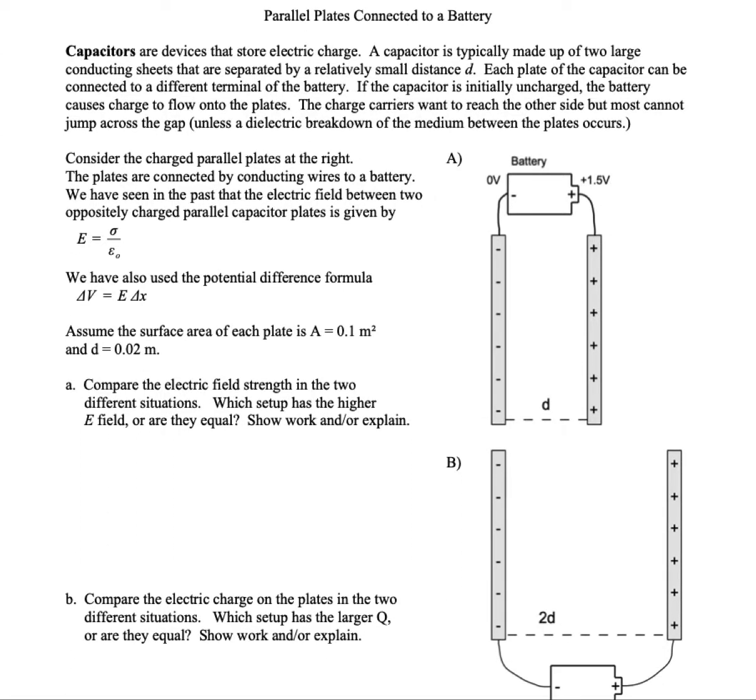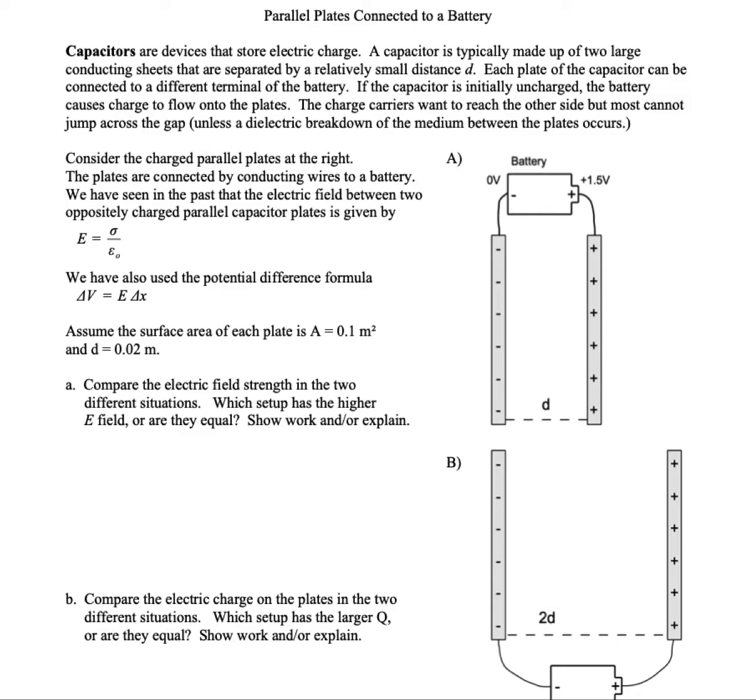Let's see what happens if we connect the battery terminals directly to capacitor plates. A capacitor is a device that can store electric charge. Each plate of the capacitor can be connected to a different terminal of the battery. If the capacitor is initially uncharged, the battery will cause charges to flow onto the plates. It will push the charges onto the plates. The charge carriers also want to reach the other side, but most cannot jump across the gap, unless some kind of dielectric breakdown of the medium between the plates occurs, such as a spark of some kind.